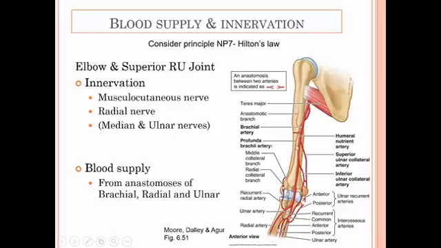Blood supply, we follow our blood supply down from the arm, and it's travelling from our brachial artery. We have our radial artery and our ulnar artery, and we can see we have recurrent branches coming from the radial and ulnar arteries, and these all anastomose around the elbow joint to assist in blood supply. So our brachial, radial and ulnar arteries all supply blood to the elbow region.